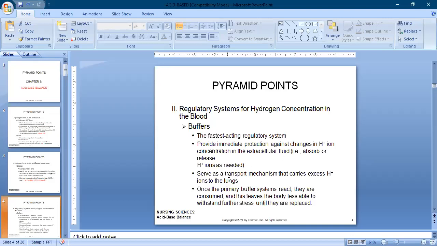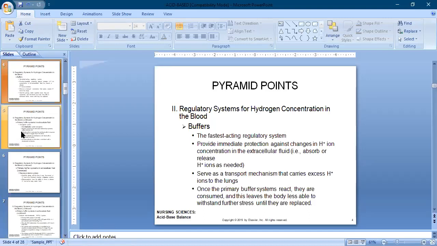So buffer serves as a transport mechanism that carries excess hydrogen ion to the lungs. And also, once the primary buffer systems react, they are consumed and they leave the body less able to withstand further changes until they are replaced. So what is buffer? Buffer is the system that regulates or maintains the normal or optimal pH.